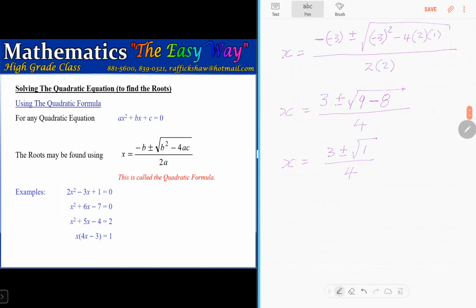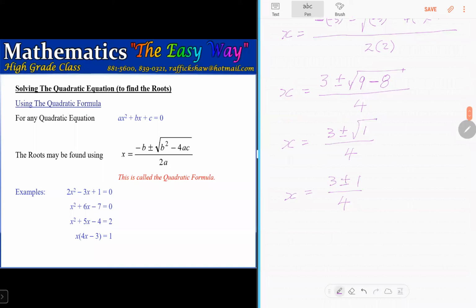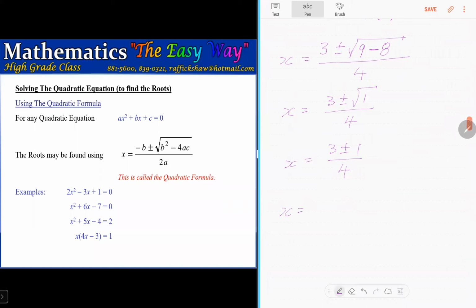So you remove the square root sign: 3 plus or minus 1, divided by 4. All right, so how do you get the two values now? You get x equals 3 plus 1 over 4, that's the one with the plus, or x equals 3 minus 1 over 4. That's where you get the two roots: one root with the plus and the other root with the minus.